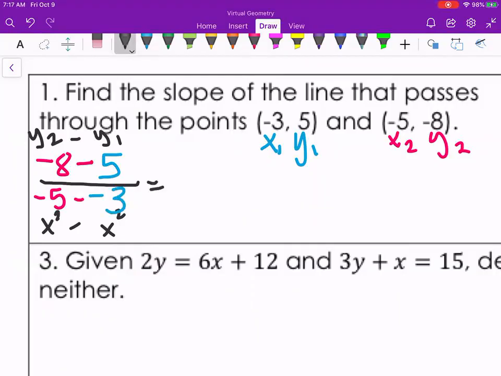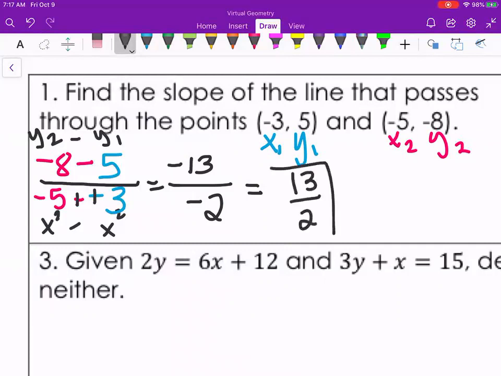All right, -8 minus 5, that is a -13. -5 minus -3, well, remember, minus a negative becomes a plus. So we have -2. Now let's clean this up and simplify this down because we don't want to leave negative over negative. So my final slope is 13/2. And that's our final, guys. We're not going to take these to decimals because slopes love fractions. So definitely leave it as your simplified or reduced fraction.